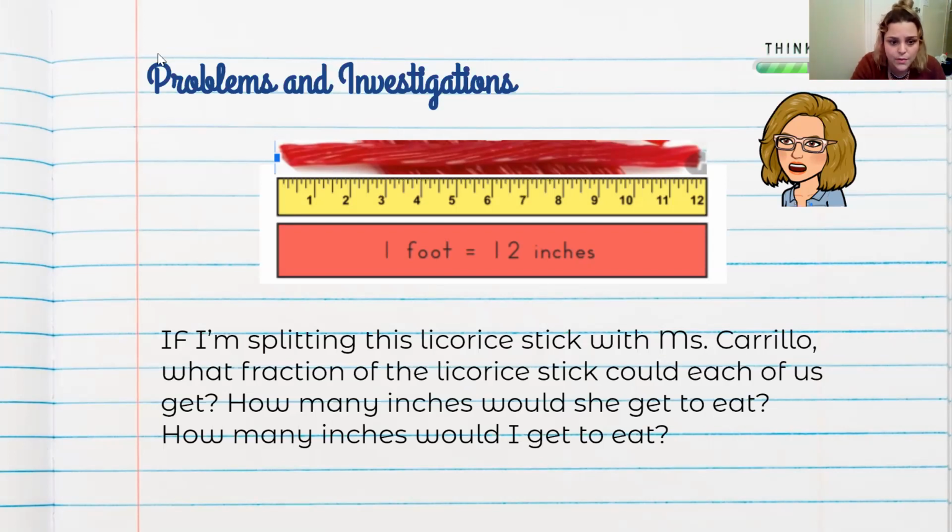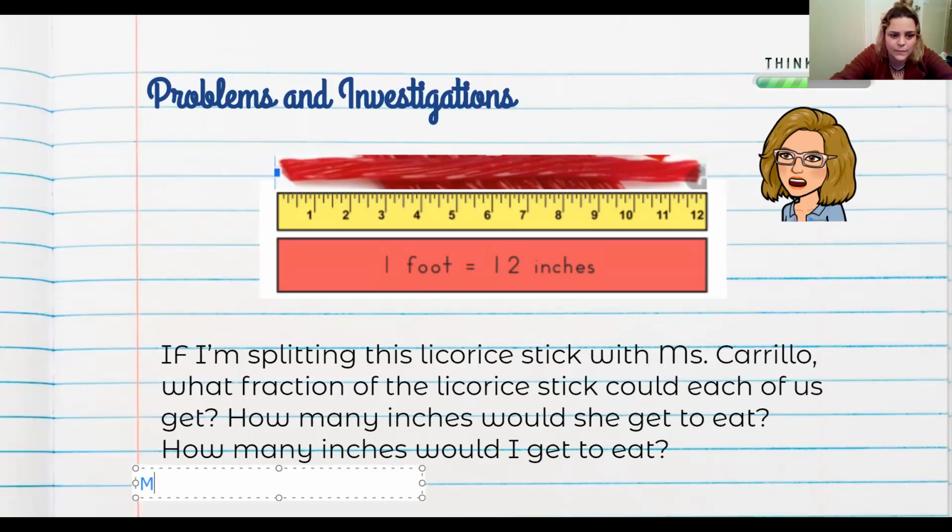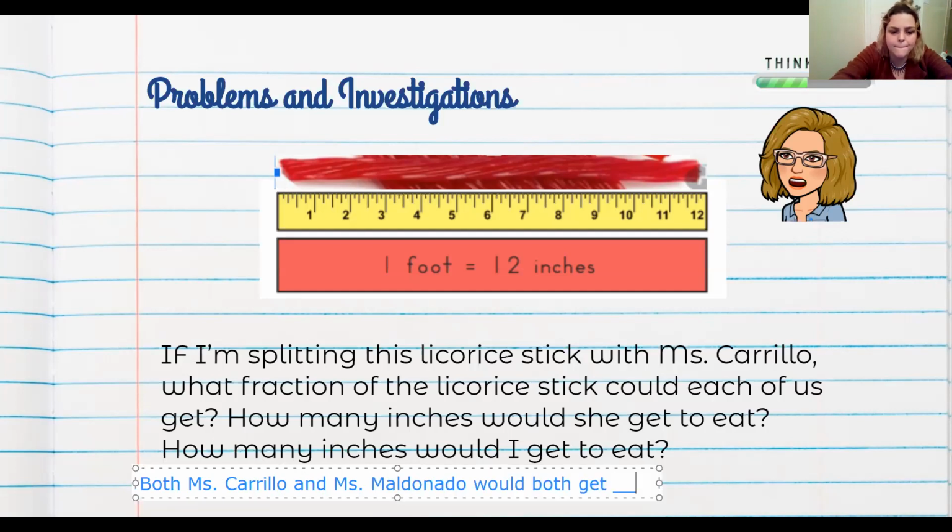So I'm gonna ask you to type the following. Both Miss Carrillo and Miss Maldonado would both get blank of the licorice stick, which means they each would get blank inches to wolf down. All right, let me just move this a little bit this way so you guys can see it better. All right, write it down.